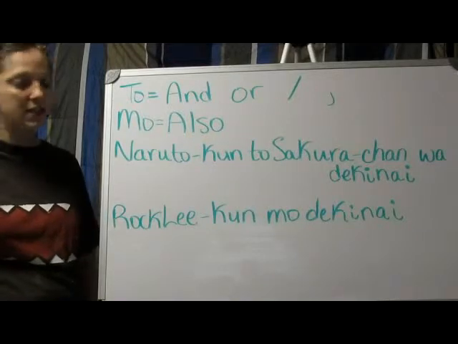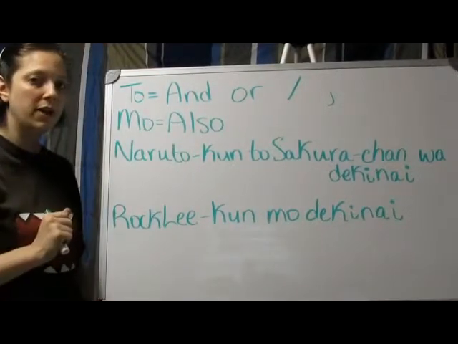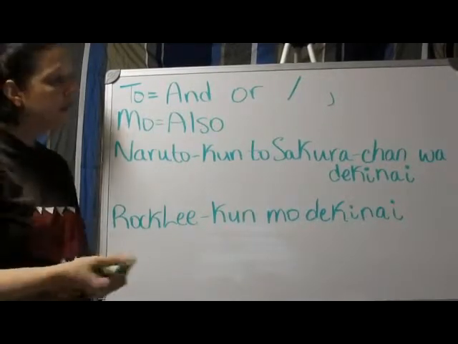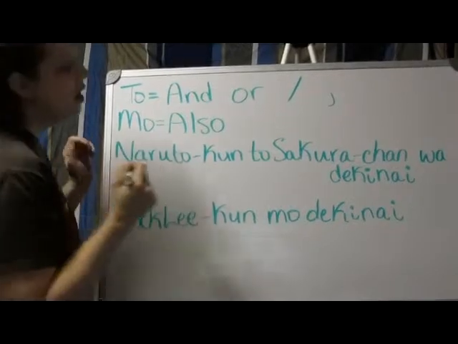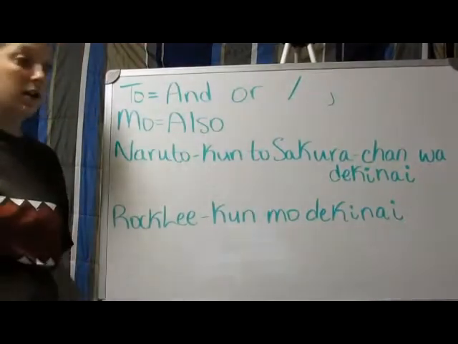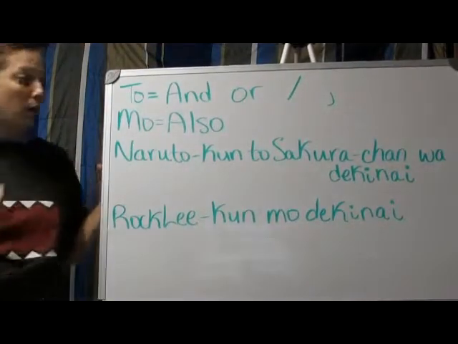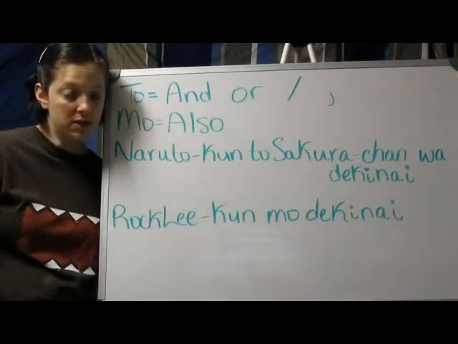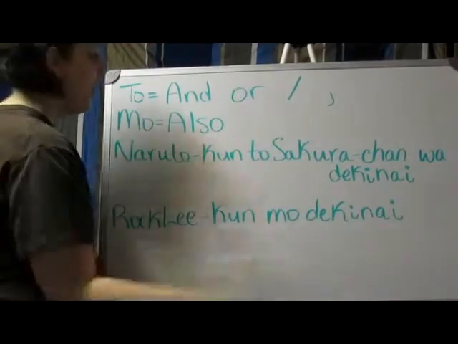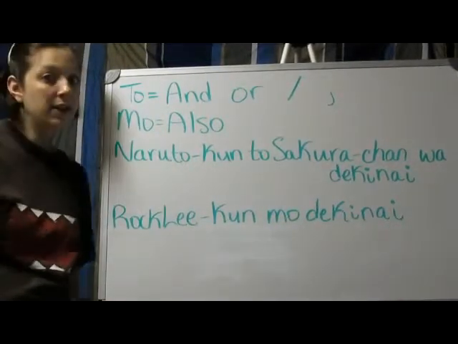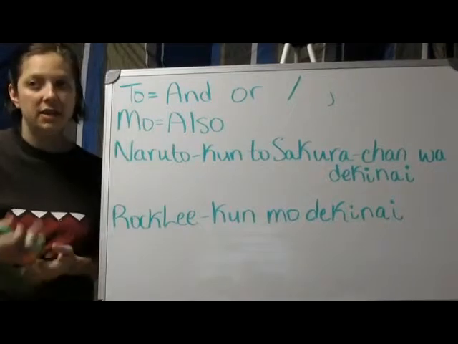So let's look at an example sentence. These are pretty cut and dry. This is Naruto and kun. If you remember from the vocabulary that we did, kun is like saying the boy, and to is our and or slash comma. So then we've got Sakura-chan, which if you remember from vocab, chan just means the girl. And then wa, because we're marking them as the topic of our sentence. So Naruto-kun and Sakura-chan, what about them? Well, dekinai. And dekinai means simply cannot do. So in English, you might want to add an it to the end of that sentence.